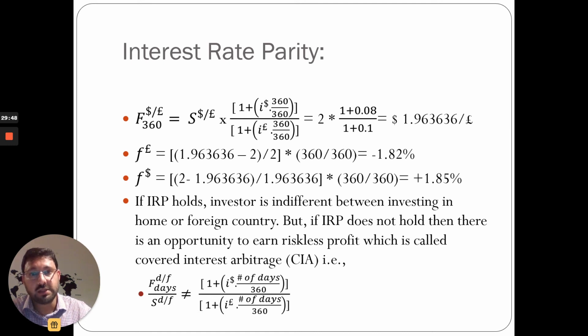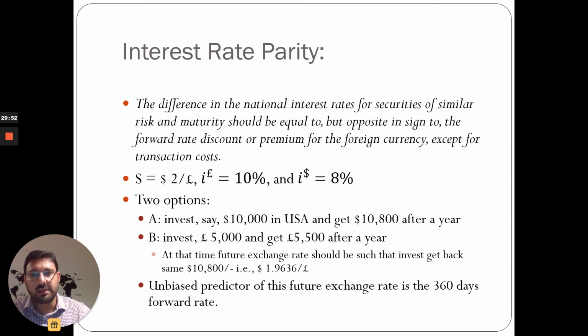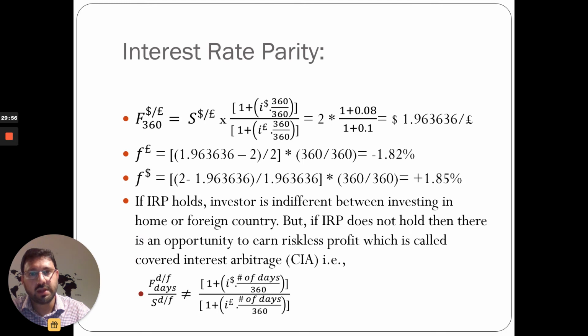So we have this formula, and we know from the previous example that the spot rate is $2 per pound. So we have $2 over here, multiplied by 1 plus the interest rate in the USA, which is 0.08, divided by 1 plus the interest rate in the pound, 0.1.